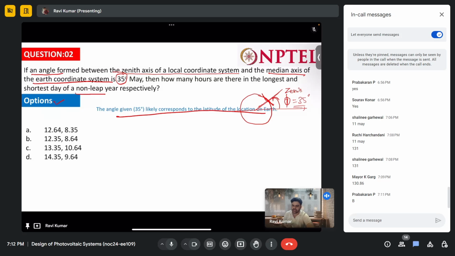So the first thing is clear. We have identified which angle is given. Then you need to calculate how many hours are there in the longest and the shortest day of the non-leap year respectively. So you need to calculate this omega, that is the hour angle. And using this hour angle, we have a direct formula for the time of the day. Should I give it to you, or are you calculating? Are you doing it?